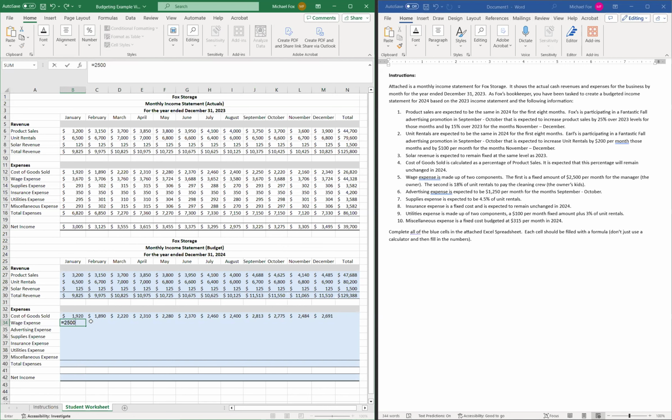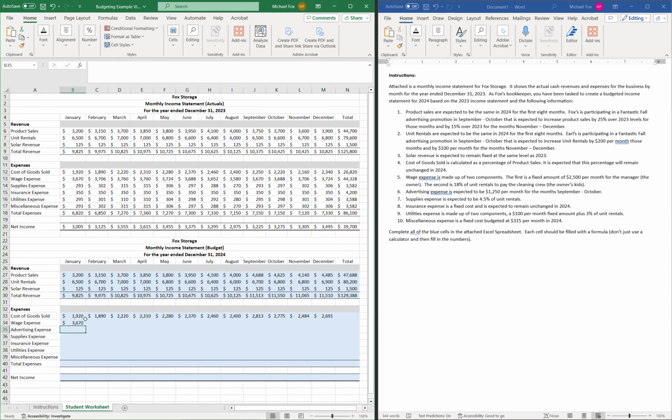There's the fixed amount plus, and now I'm going to use a parenthesis. I want to tell Excel, do this multiplication first, okay? And in the parenthesis, I'm going to put 0.18, which is 18%, times, it says 18% of the unit rental. I'm going to come up to unit rentals, click on that cell. And so now you can see my formula is 2,500 plus 0.18 times the unit rental. And with the parentheses, I'm saying do 0.18 times the unit rental first, then add 2,500 to it.